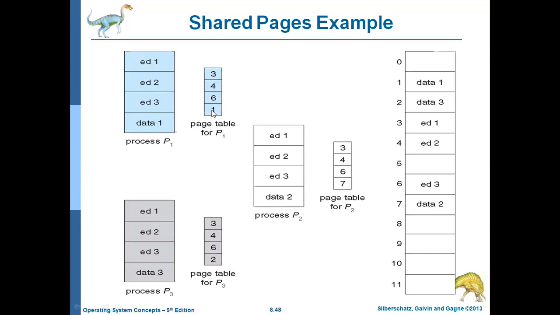Only the last frame changes. Data 1 is held in frame 1, data 2 is held in frame 7, and for your P3 process, data 3 is held in frame 2. The same has been shown here with an example. This is about shared pages.